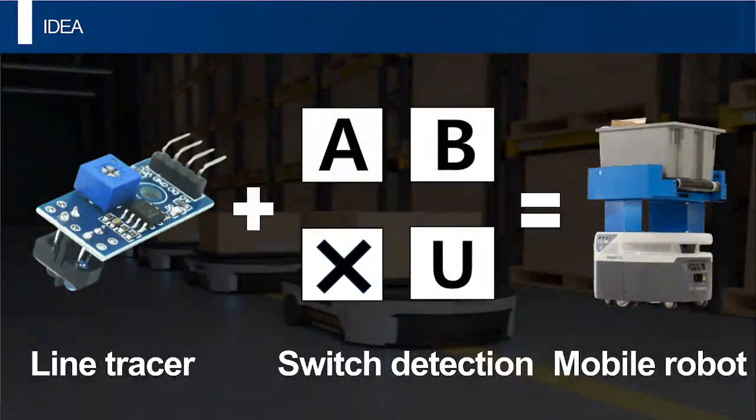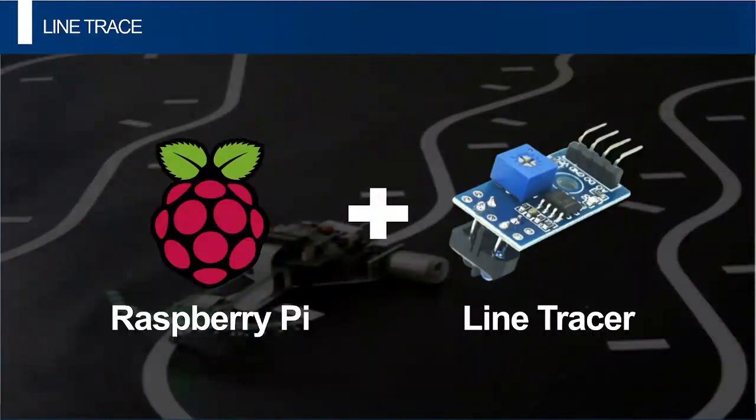So, for making robots simpler, we use line tracer and switch detection. Line tracer used Raspberry Pi and line trace sensor. It can simply determine the path of the robot with a black tape.